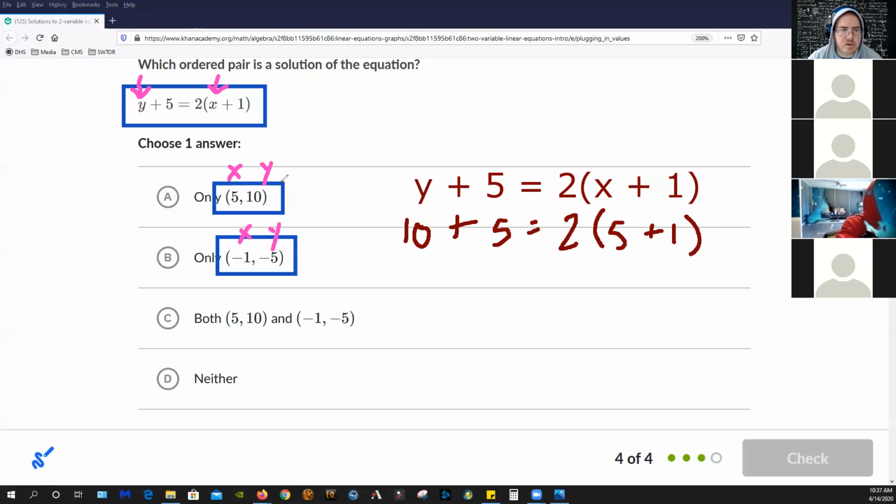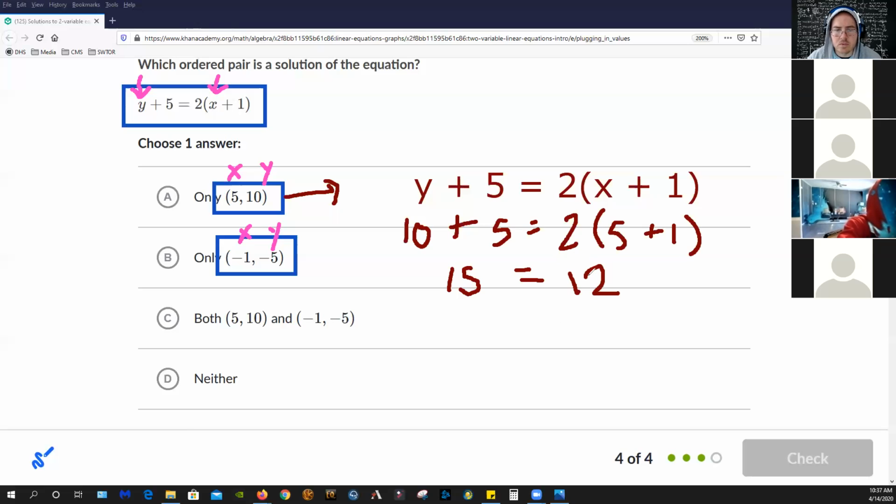So all I did was I took these x and y and I plugged them in. So then I can do some adding here. So this would be 15 equals... okay, well, there's a few different ways we can do this. But inside the parentheses, 5 plus 1, that's equal to 6. And 2 times 6 is equal to 12.